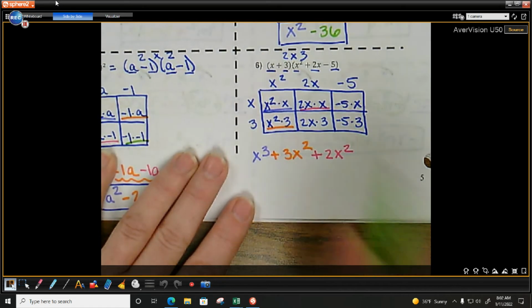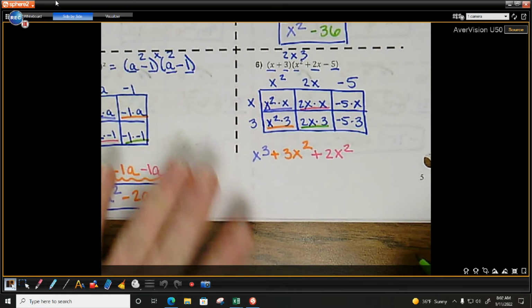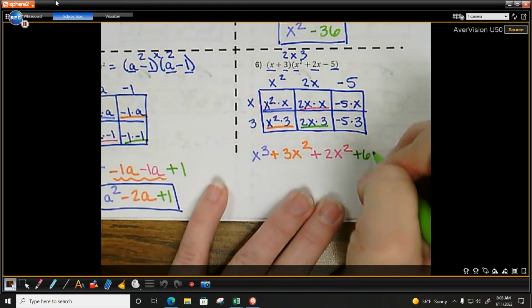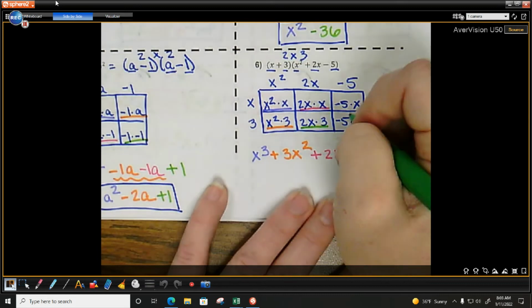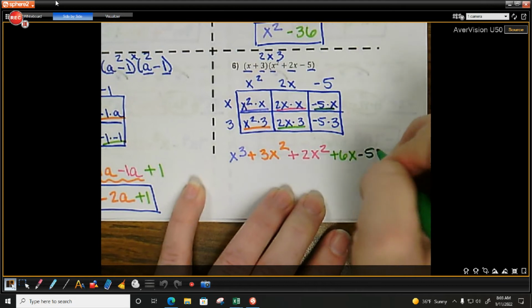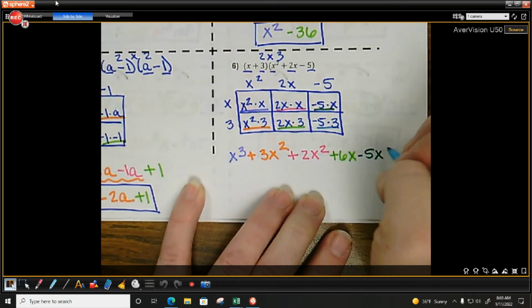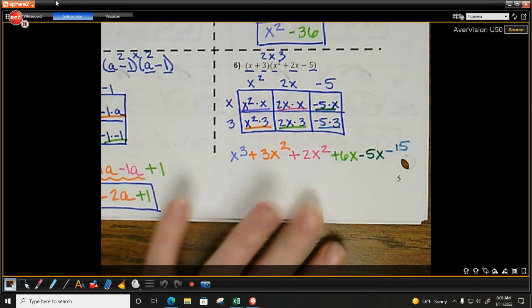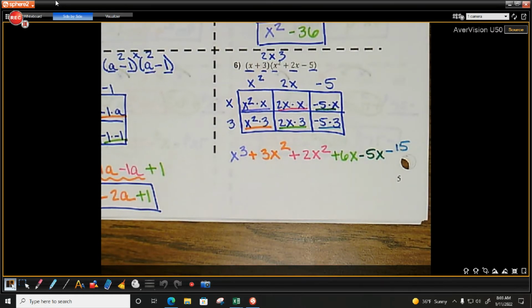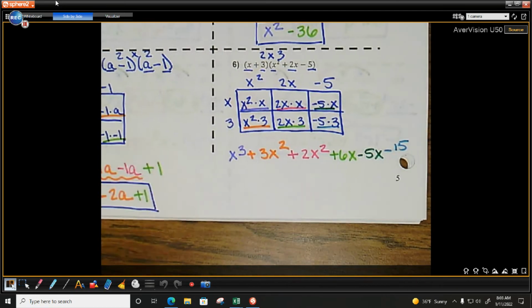What's 2x times 3? And it's a positive, so plus 6x. What's negative 5 times x? And then what's negative 5 times 3? Negative 15. What's 2 times 3, guys? 6. 1, 2, 3, 4, 5, 6 terms. I have 6 terms. Okay, but now we're going to combine like terms.